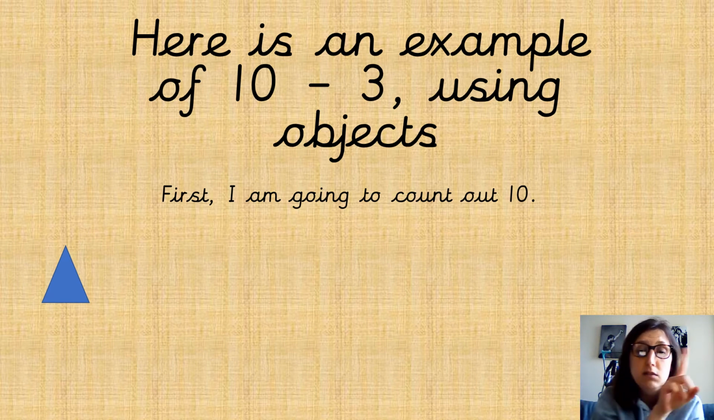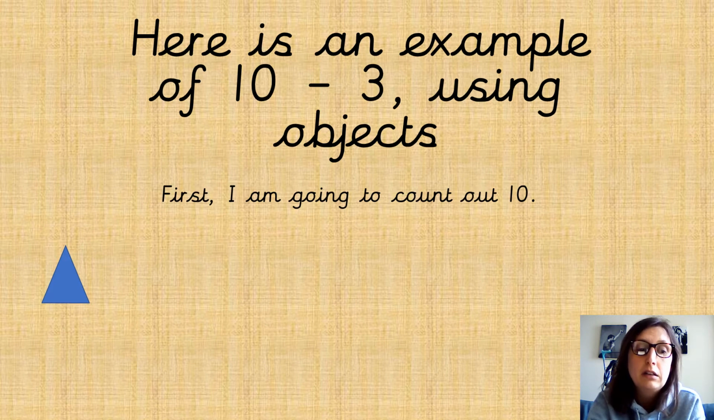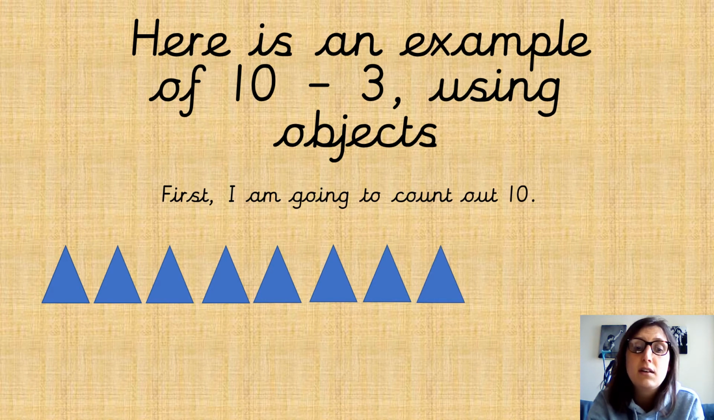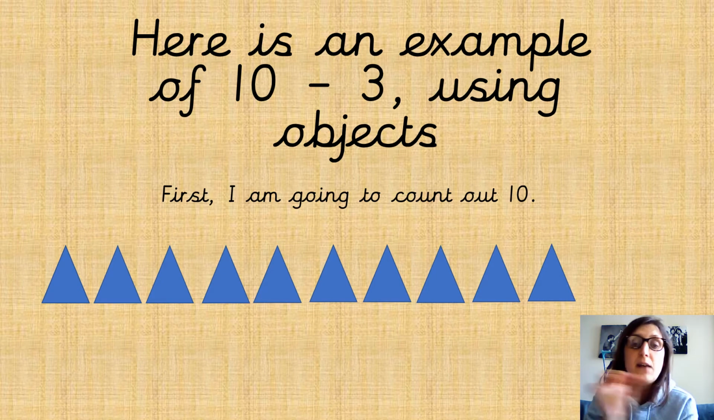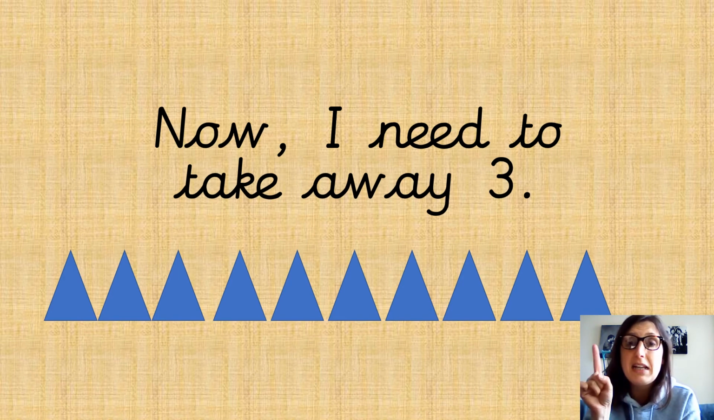First, I'm going to count to 10. So with your objects, you're going to count to 10. 1, 2, 3, 4, 5, 6, 7, 8, 9, 10. So I've counted to 10. Now I need to take away 3. So I've still got my 10, and I'm going to take away 3.